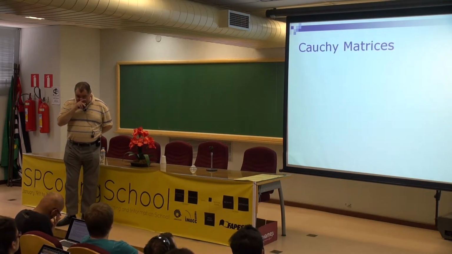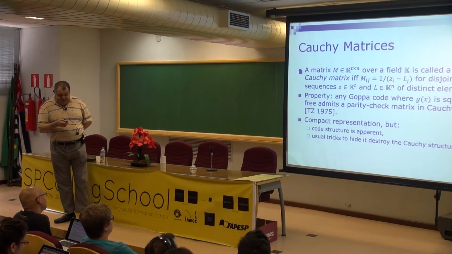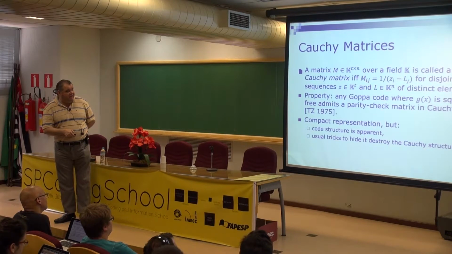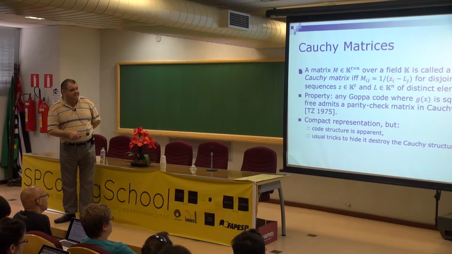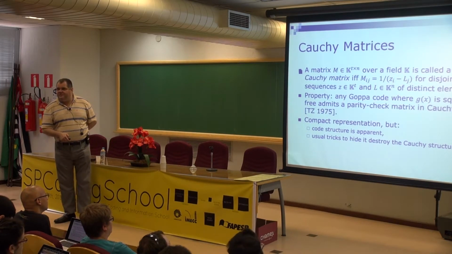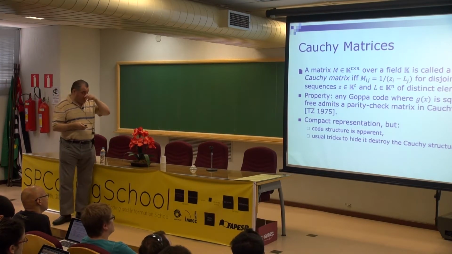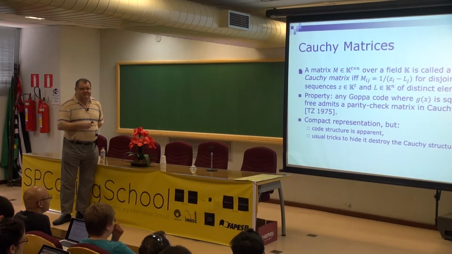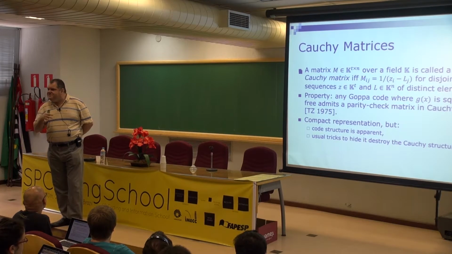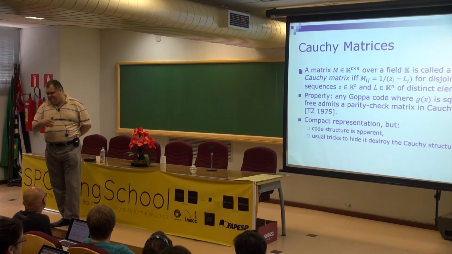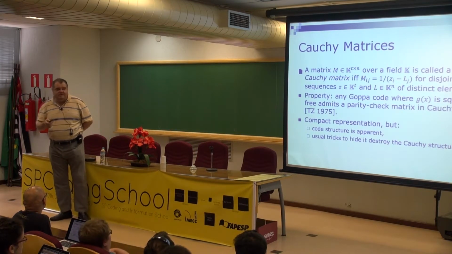Is it possible? It's possible when we consider Cauchy matrices. Cauchy matrices are matrices whose elements M sub ij have this form for two sequences Z and L of distinct elements, two disjoint sequences of distinct elements. Cauchy matrices have a lot of interesting properties. They are all non-singular. You can perform arithmetic with Cauchy matrices more efficiently.